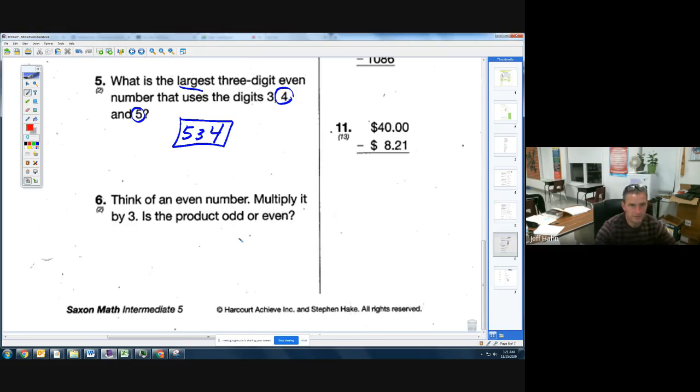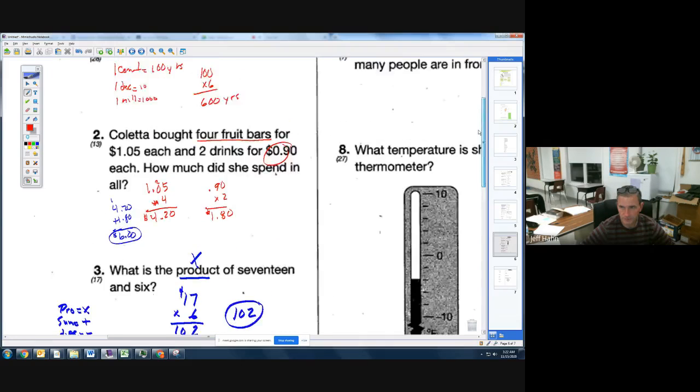And number 6, think of an even number multiplied by 3. Is the product odd or even? Notice it didn't tell me what even number, so you get to pick any old even number you want. I'm going to keep it simple. I'm just going to say 6. My number is 6. I'm going to multiply it by 3. 3 times 6 is 18. Is my product odd or even? 18 is even, so even is my answer. I believe no matter what even number you pick, let's pick 8. If you take 8 times 3, you're going to get an even number. An even number times an odd number will always give you an even number.